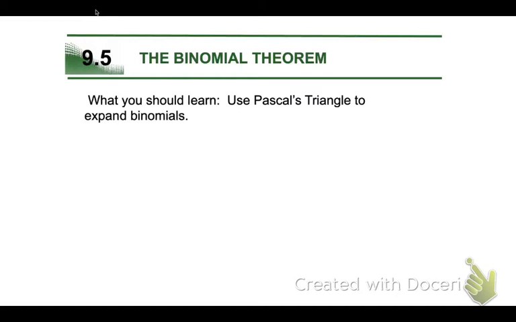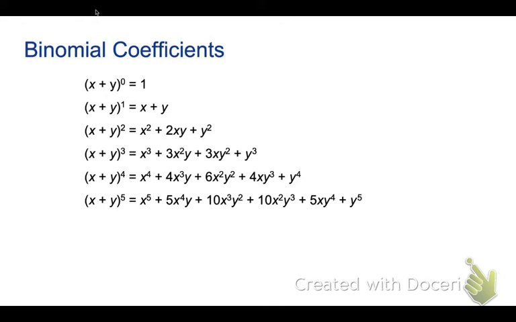Okay, so 9-5 binomial theorem. We're going to use our Pascal's triangle that we made yesterday, along with finding coefficients just directly. So the first thing, you do not need to write all this out. We have some of it.